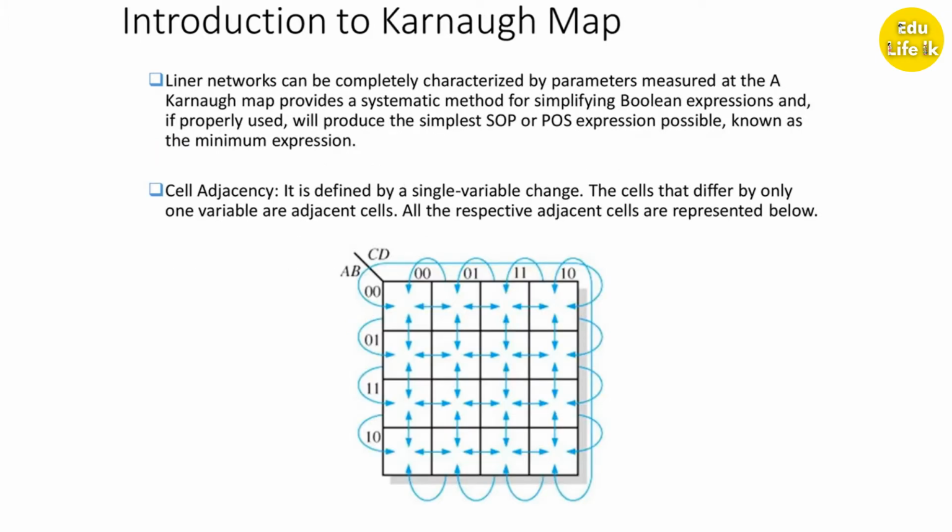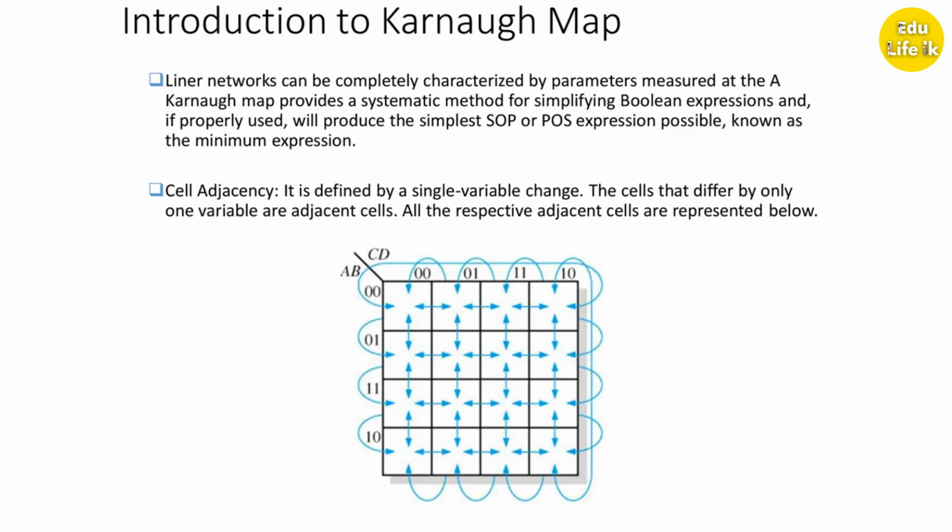The Karnaugh map provides a systematic method of simplifying Boolean expressions and, if properly used, will produce the simplest SOP and POS expression possible, known as the minimum expression. This is the introduction to the Karnaugh map, also known as K-map.